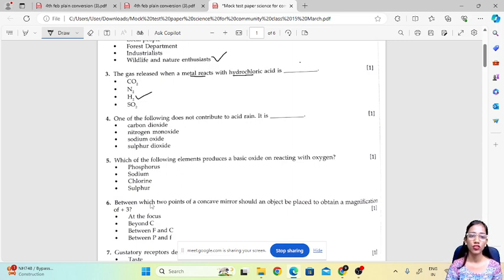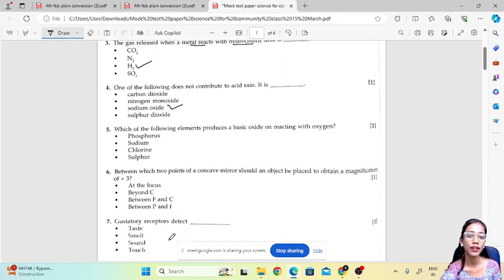The next question: which one of the following does not contribute to acid rain? Now we have to see which ones contribute to acid rain. We know that CO2, carbon dioxide, yes, it is a greenhouse gas. Nitrogen monoxide, yes. Sodium oxide, NaO, we have never heard about this, right? And the last option, sulfur dioxide. So the correct option which does not contribute to acid rain is sodium oxide.